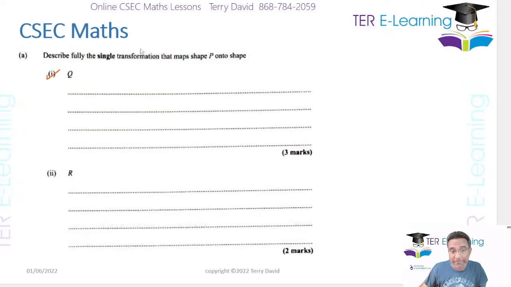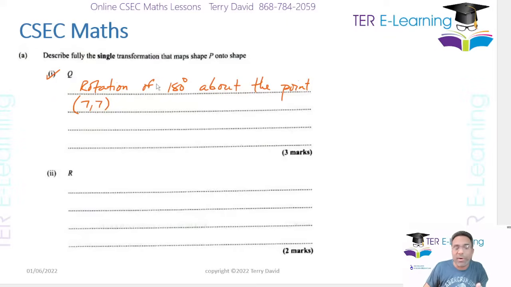So here's what you're going to see. They want a single transformation. So it's a rotation of 180 degrees about the point 7, 7. Now it's 180 degrees, so I can say clockwise or anti-clockwise, it doesn't matter. So rotation of 180 degrees about the point 7, 7, and you can say anti-clockwise or even clockwise. Any one will give you the mark here. And we could only say that because the angle here is 180 degrees.